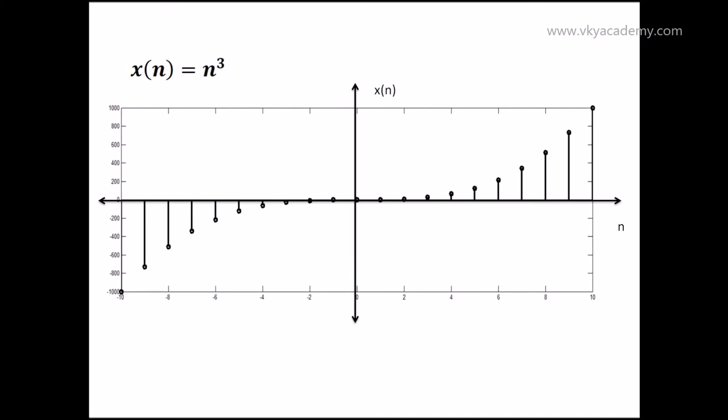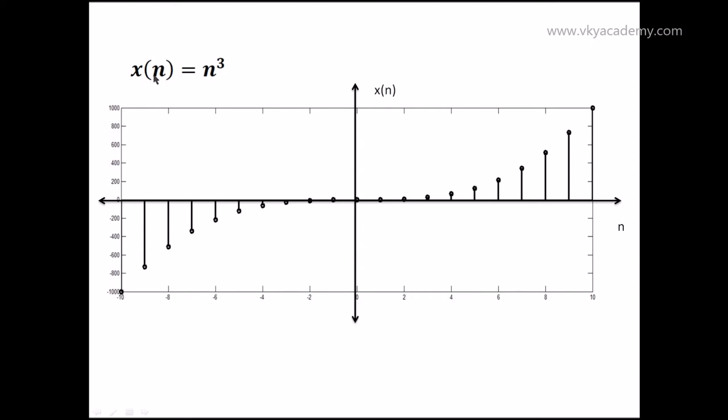Now x of n equal to n cube is the best example for an odd signal. As you can see, we have the signal in the first quadrant for positive values of time, and we have the same signal in the third quadrant for negative values of time. The amplitude in the first quadrant is the same in the third quadrant but in the opposite direction. So this is what I call origin symmetry.